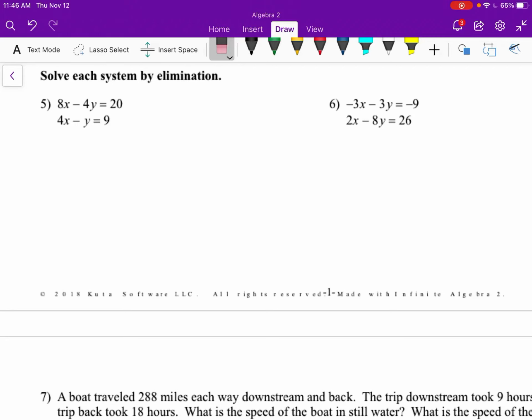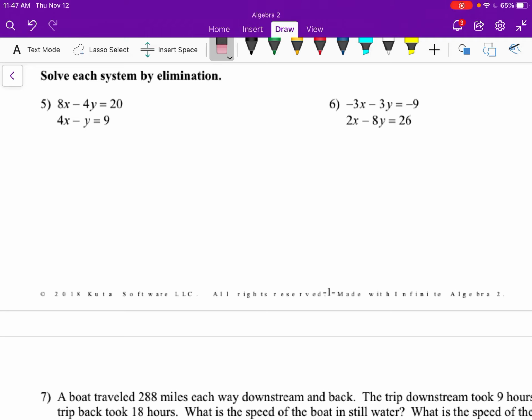Continuing our 3.1 to 3.3 quiz review, we're going to solve these solve by elimination questions. So elimination, what we want is to either eliminate the x terms or the y terms. In this case, I don't think there's really a better choice. So I'm going to go ahead and eliminate the x's.